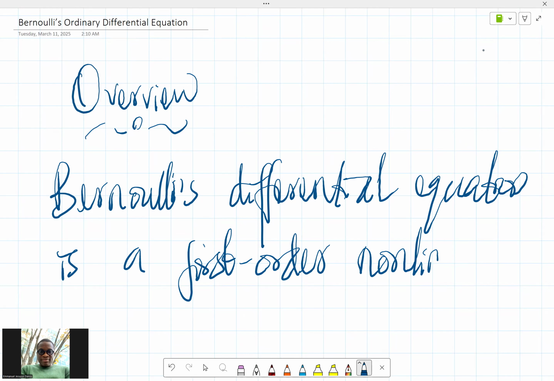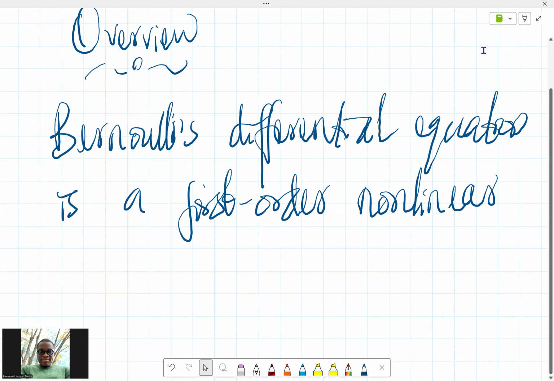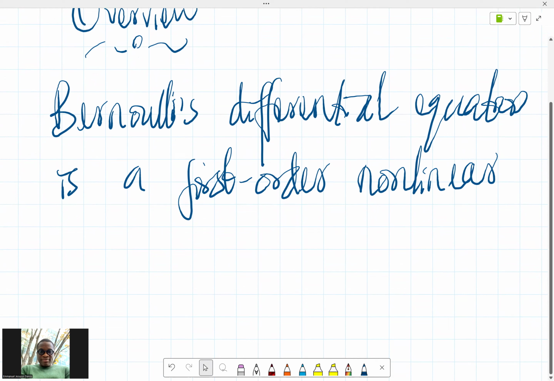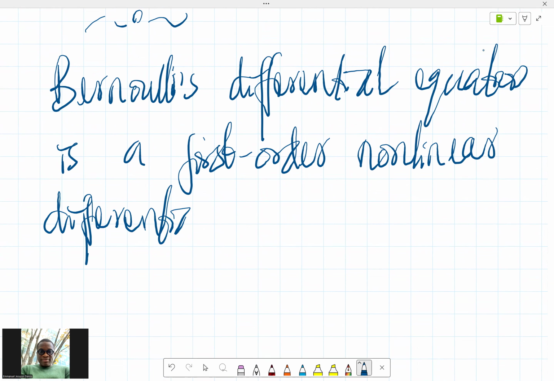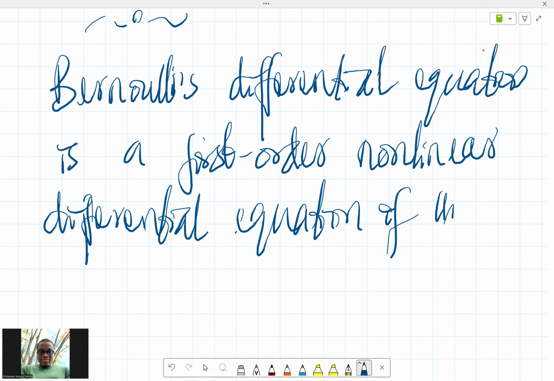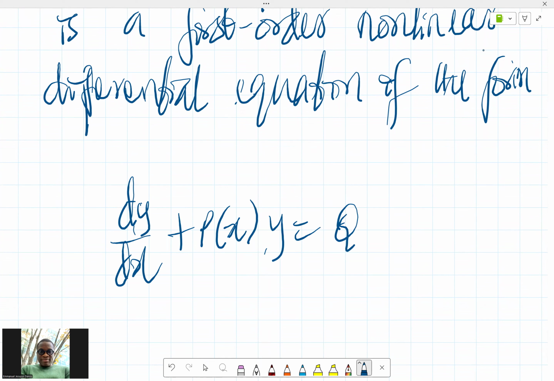nonlinear. In the previous video, we had considered a first order linear differential equation that could be solved using an integrating factor. But in the case of Bernoulli, we have a first order nonlinear differential equation of the form dy/dx plus p of x y equals q of x y raised to power n.